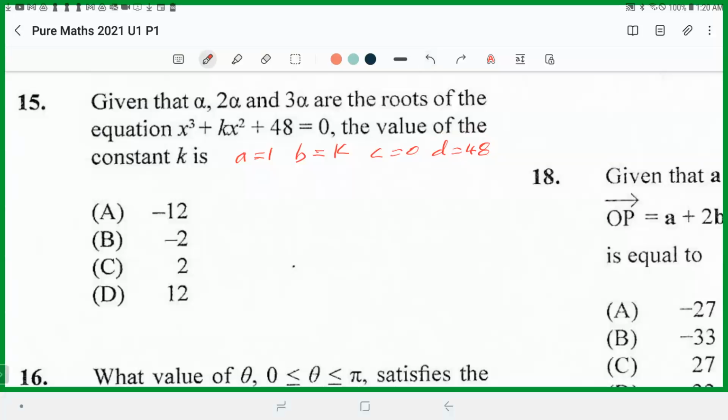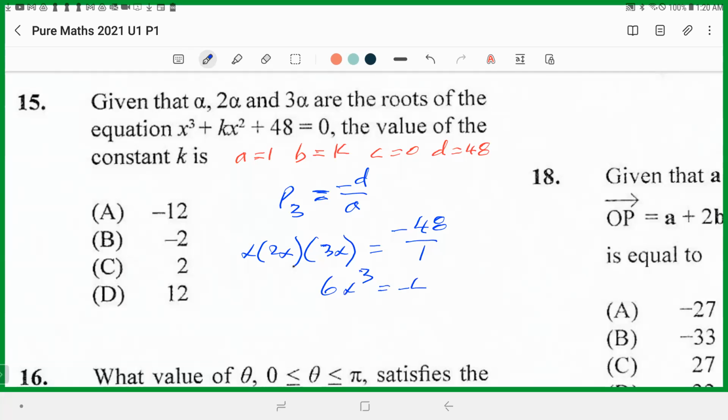So we can say that the product of the 3 roots, which I call p3, is minus d over a. So the product of these 3 roots, if I multiply them, is alpha times 2 alpha times 3 alpha. That's the product of the 3 elements. It equals minus 48 over 1. So this right here is really 6 alpha cubed. 6 alpha cubed equals minus 48.